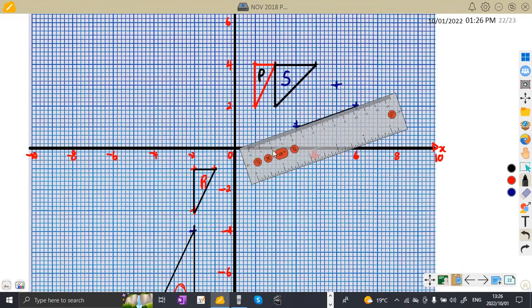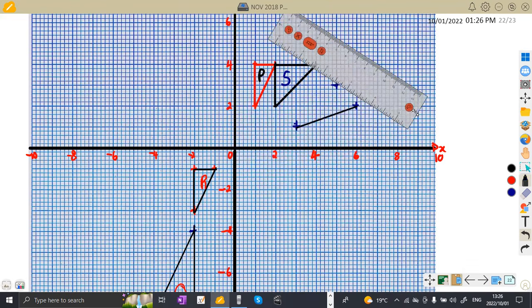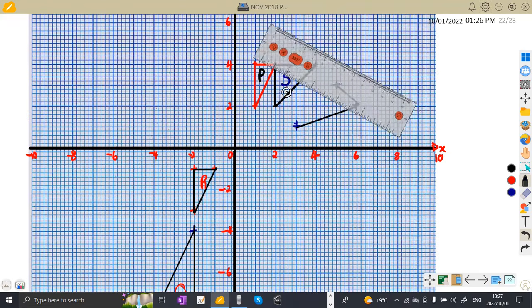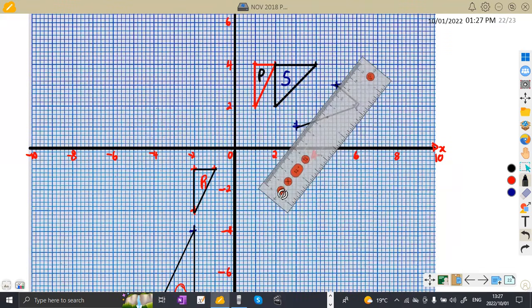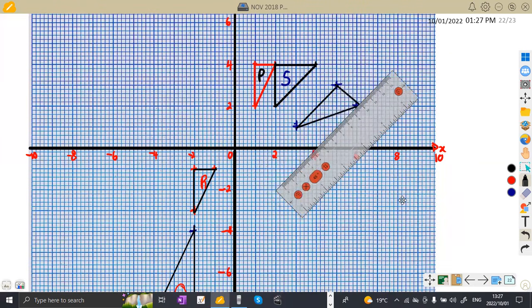Okay, anyways, let us join here. And I have something like this. All right. Also here, this one. All right, somewhere there. All right, something like this. All right, so I have my triangle.